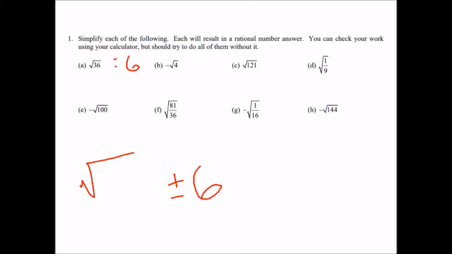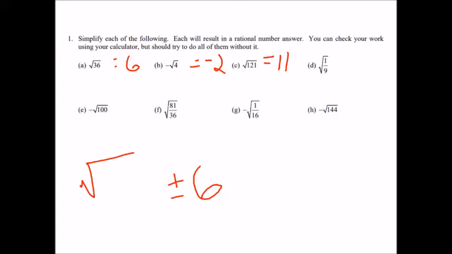From now on, if it doesn't have the negative sign, I'm just going to write the number, not positive or negative. So like for letter B, this would have an answer of -2. Letter C would be 11.